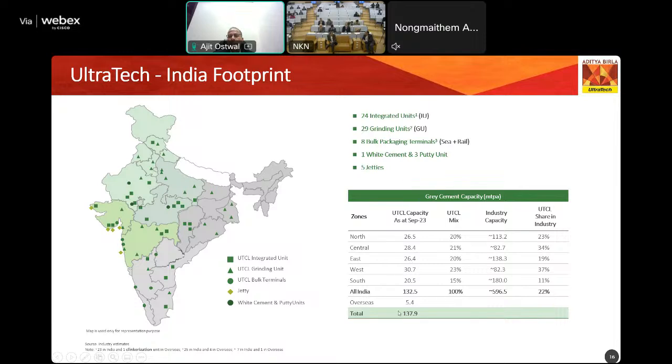If we see UltraTech's capacity in different zones, north, central, east, west, and south, we have around 20 to 30 million tons in each zone, totaling 132 million tons, and overseas 5.4 million tons, so 137.9. The UTCL market share varies from 11% to 37% in different zones. On an overall basis, this is 22%. Overall industry capacity is close to 600 million tons.